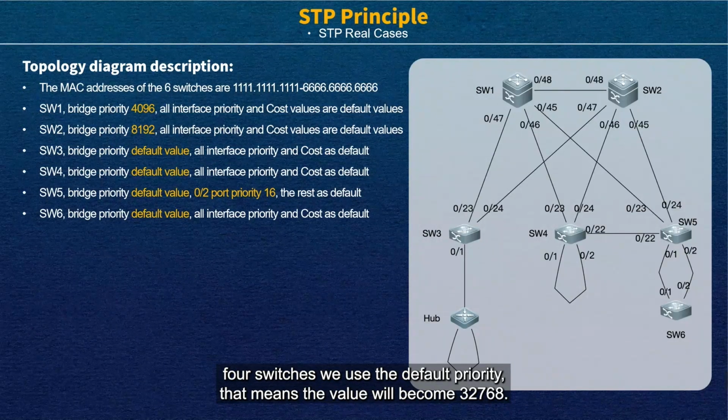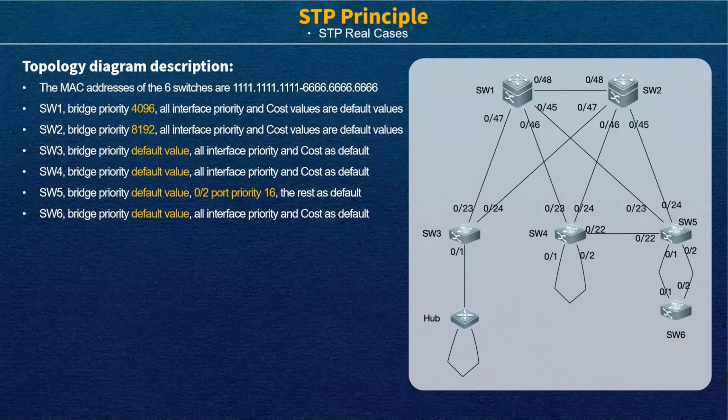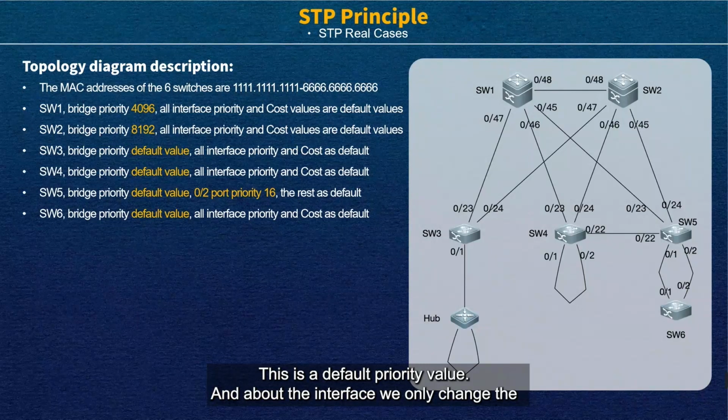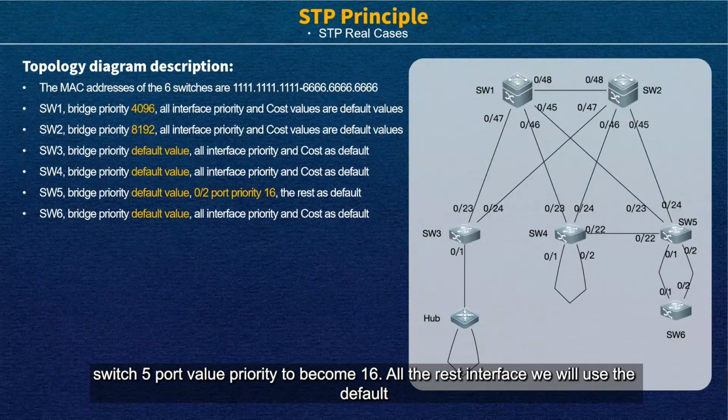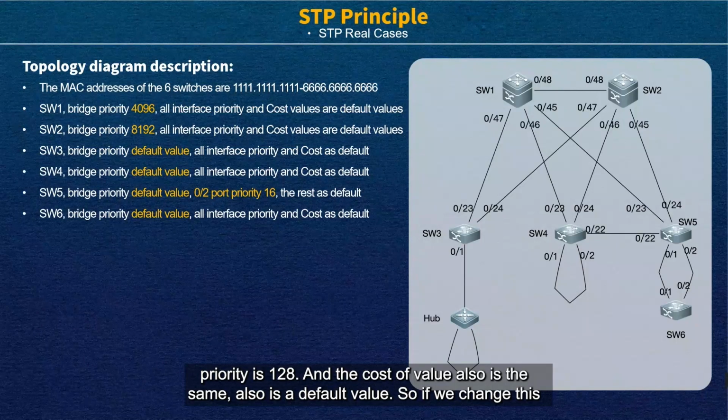That means the value will be 32768. This is the default priority value. And about the interfaces, we only change switch 5's port priority to 16. All the rest of the interfaces will use the default priority of 128. And the cost value is also the default value.